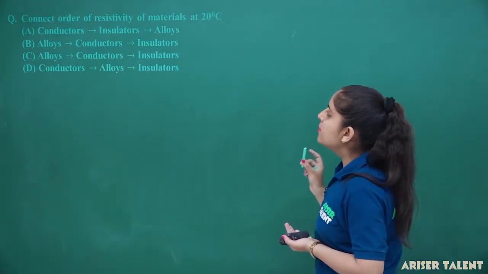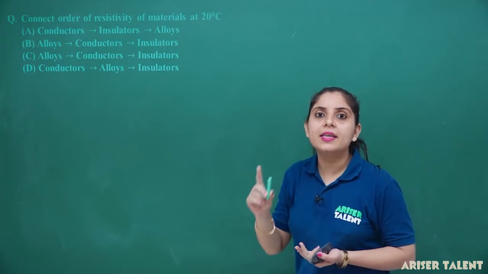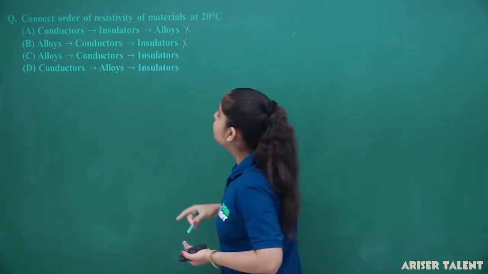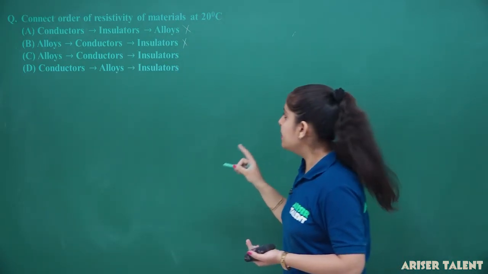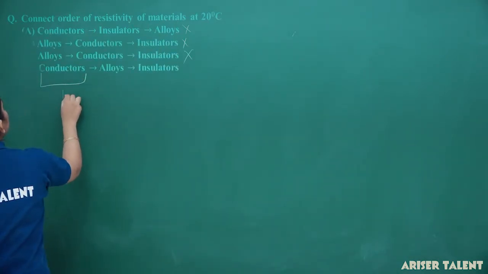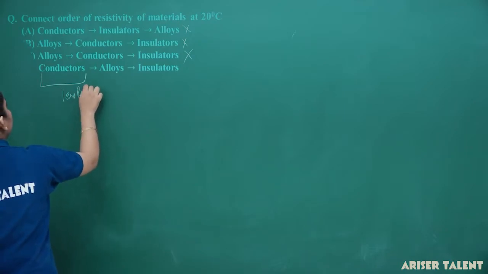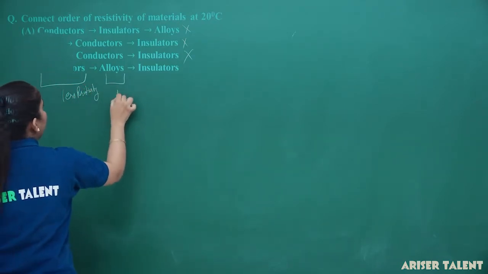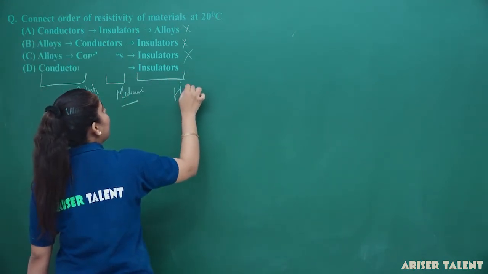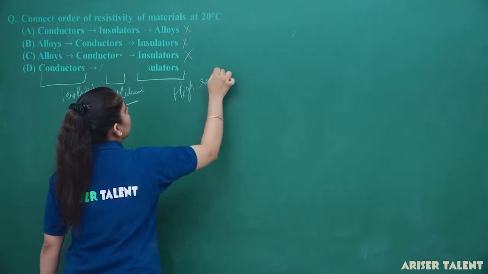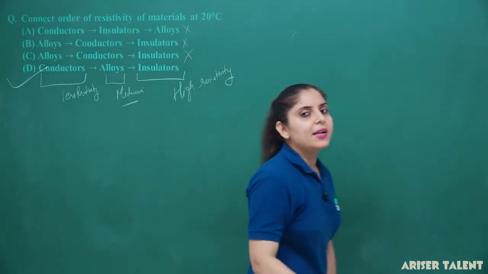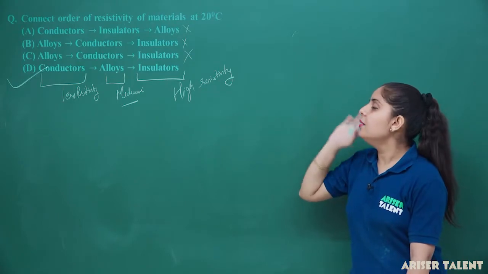Conductor, insulator, alloy. This is a wrong statement because insulators have a very high resistivity. Alloy, conductor, insulator. This is again not possible. Alloy, conductor, insulator. Again this statement is false. So the correct order is, conductors have less resistivity, alloys have medium resistivity and the insulators have very high resistivity. So this will be the correct order of resistivity: conductors, alloys and insulators.